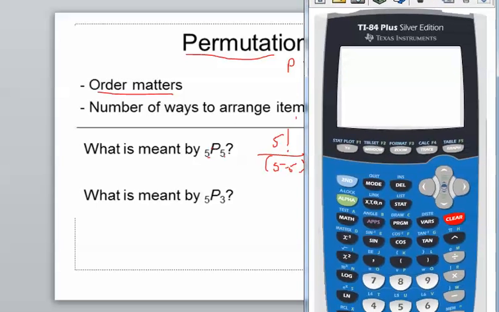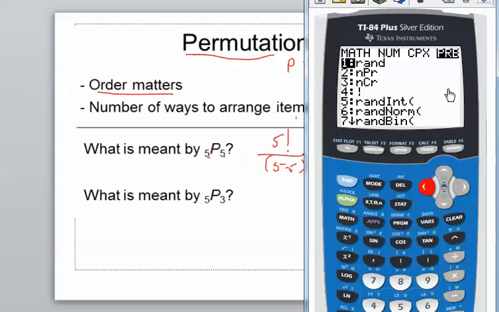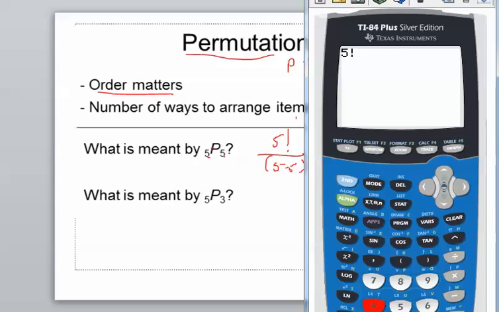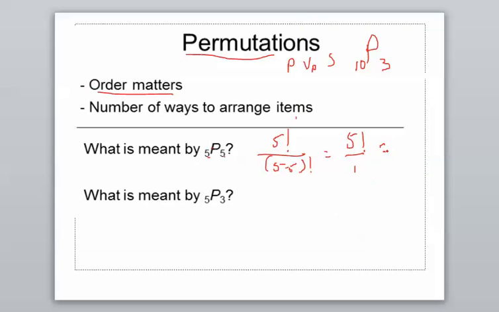So let's see here. How could we do this on a calculator? Well, one of the things you can do is you can say, I want to find 5 factorial. You press 5, you press math, you go over to this PRB here, and then number 4 is factorial. And you hit enter, and it tells you that's 120. Okay? Let's do this next one down here.